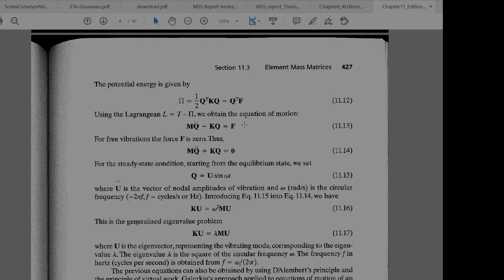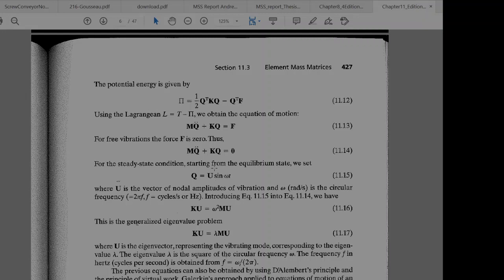So I can have the forced vibration problem, or I can have the free vibration problem, where there's no force acting on the system. If I start off with a steady state condition, remember there's no losses here, there's no damping matrix, so the system has no losses.